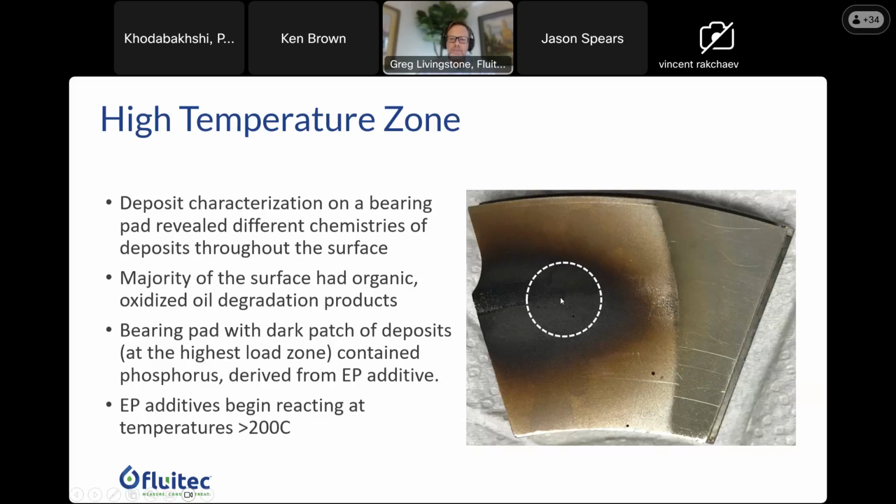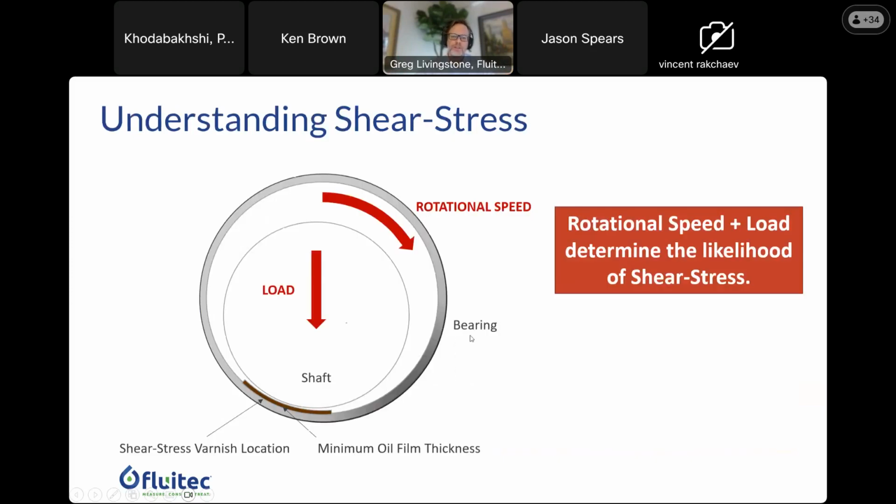These deposits in the middle, where the blackest level of deposit is, where the highest temperature is, were phosphorus rich. And this was an EP-based turbine oil, so there was phosphorus in the turbine oil. Typically, you don't have EP additives reacting or activating until you have temperatures in excess of a couple hundred degrees. So it's interesting here. It's suggesting that this temperature zone was hot enough to actually activate the EP additive, and we saw evidence of that in the phosphorus-rich deposits. So we are talking about fairly high temperatures.